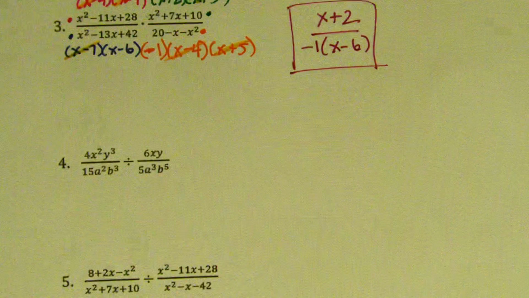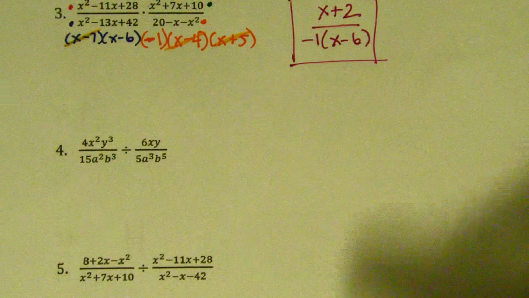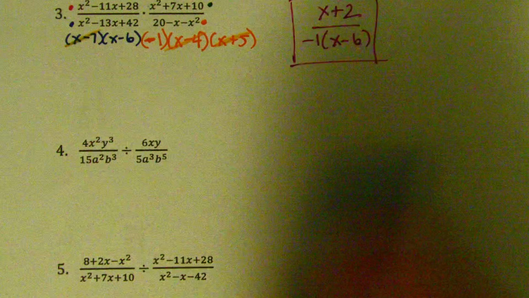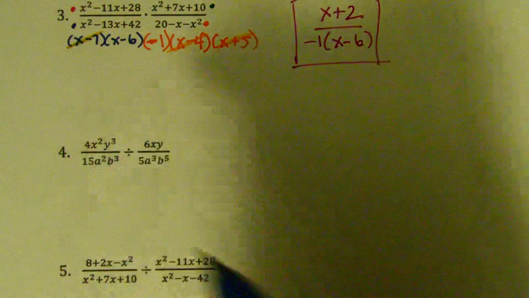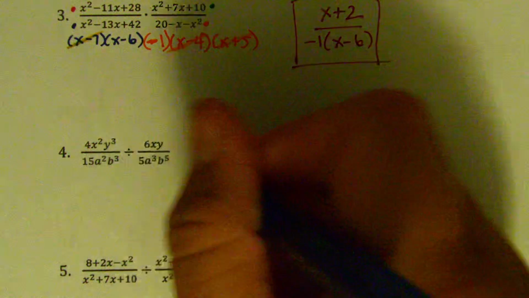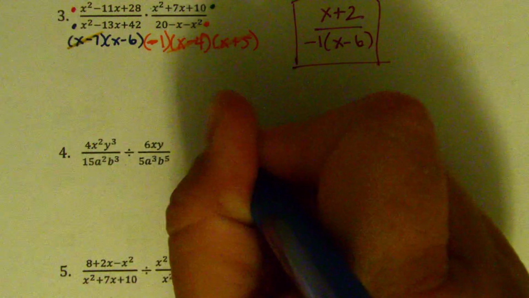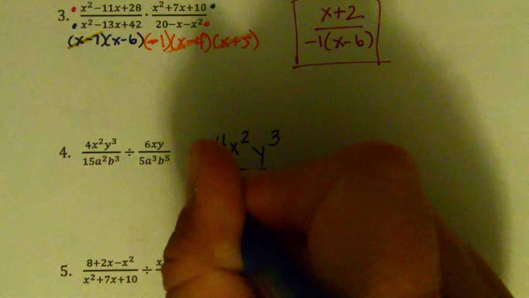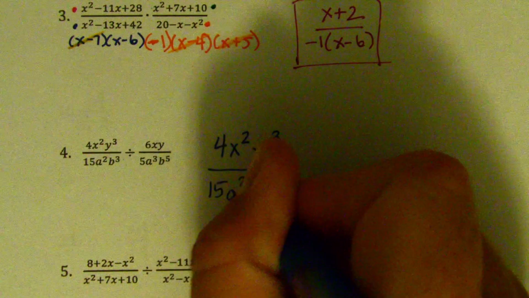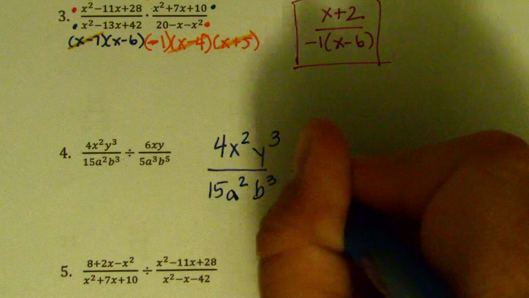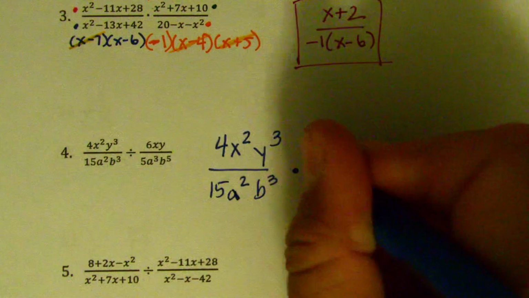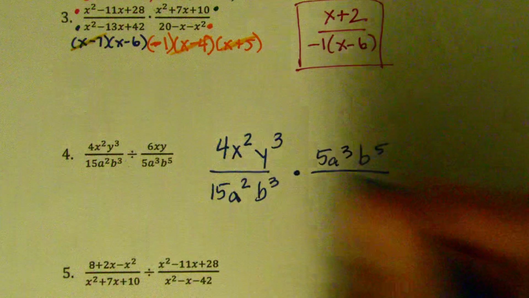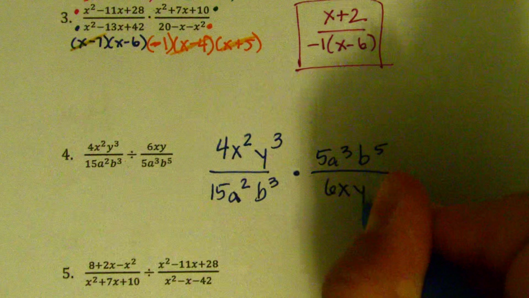Let's do another one. Here we are dividing, and again we have these monomials here. So similar to the first one we did, all I'm going to do is flip the second fraction and then follow the same process. So I have 4x squared y cubed over 15a squared b cubed times, and flipping that second fraction, now we have 5a cubed and b to the 5th on top, and 6xy on bottom.